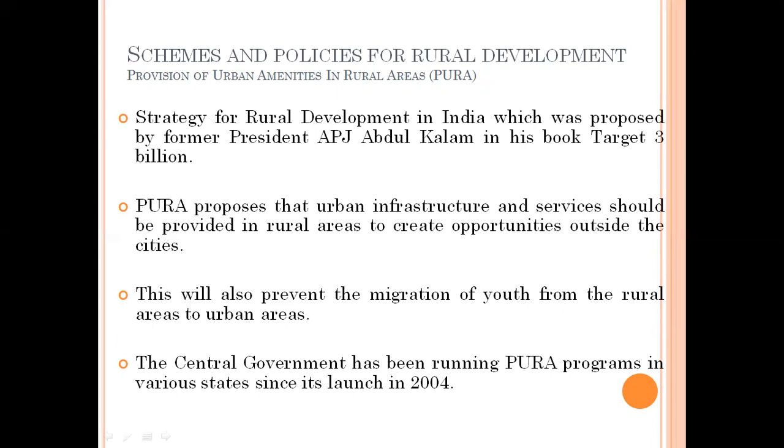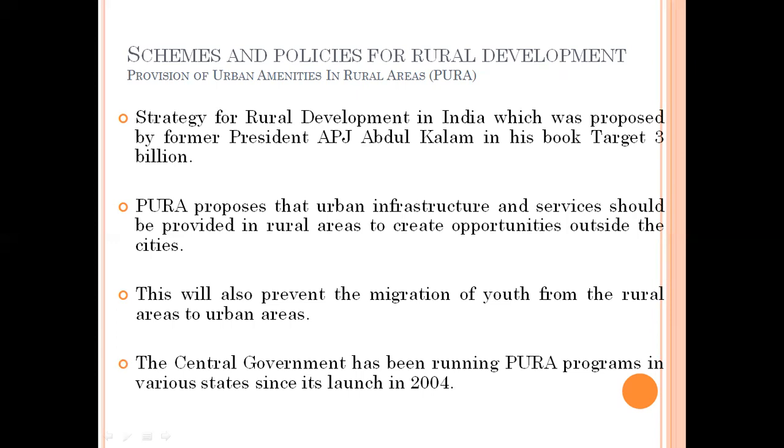Now, which kind of rural urban infrastructure? They define it as physical connectivity by providing roads, electronic connectivity by providing communication networks, and knowledge connectivity by establishing professional and technical institutes. They propose that this kind of infrastructure should be provided in the villages so that they can stop the migration of youth from the rural villages to urban areas.